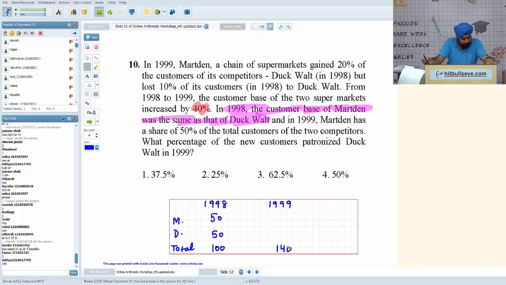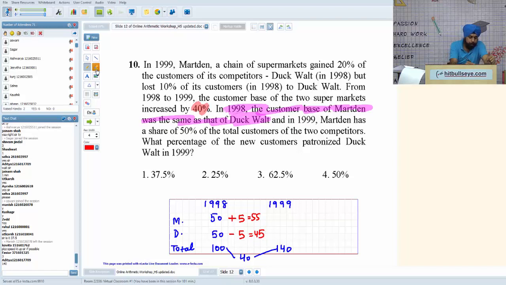So students, this means the total market has increased by 40. And it says M has gained 20% of the customers of its competitor and lost 10%, because the number of its own customers and the competitor's customers is the same. So 20% of the same number it has gained and 10% of the same it has lost. That means in a nutshell it gains 10%. So 10% of 50, it has 5 more customers from the old and D has 5 fewer customers from the old. So this is 55 and this is 45.